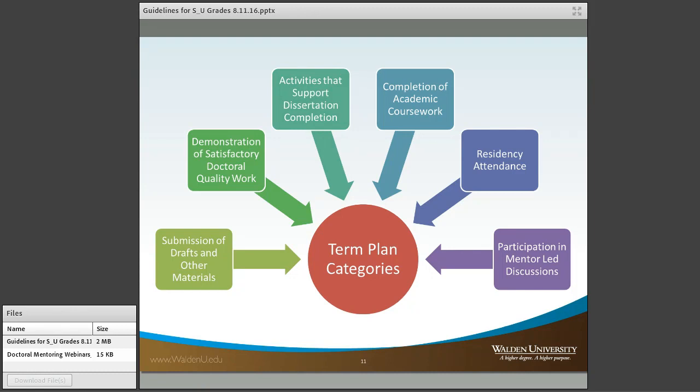Laura, I'm going to turn the baton back over to you to talk a little more in depth about the term plan categories. I'm happy to.